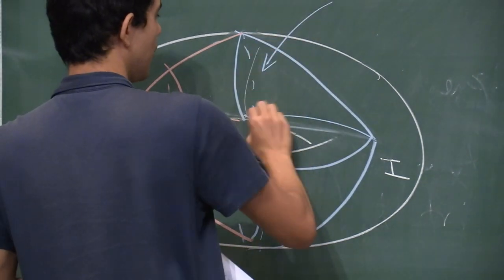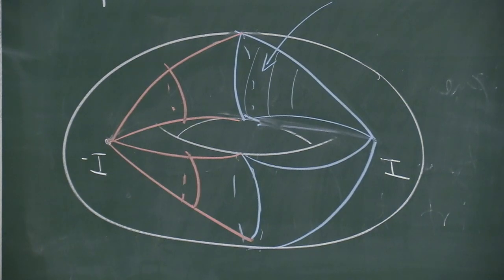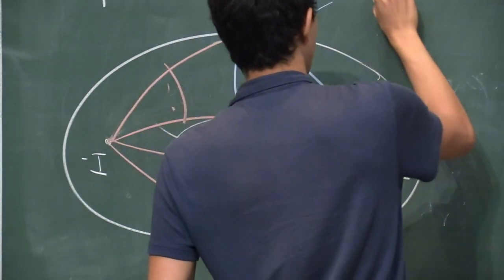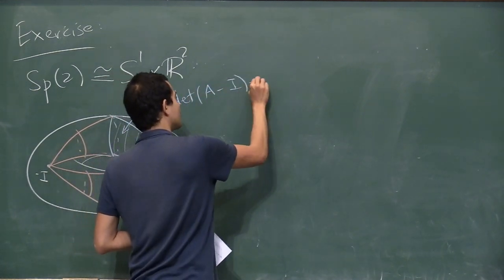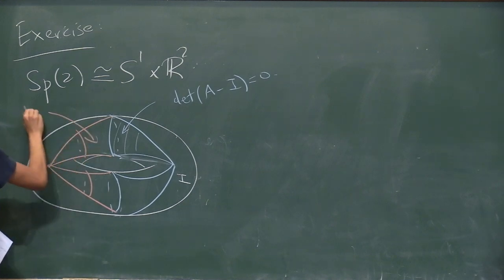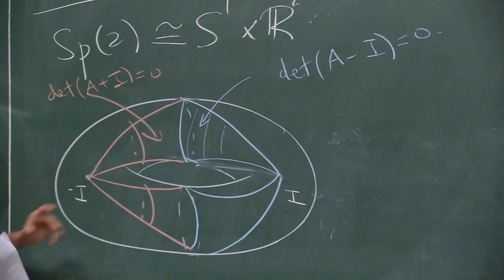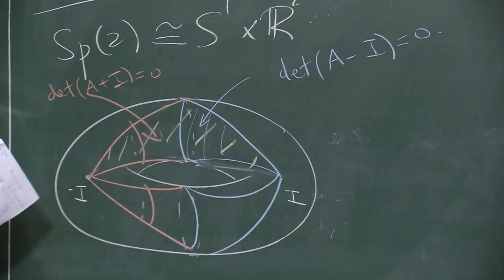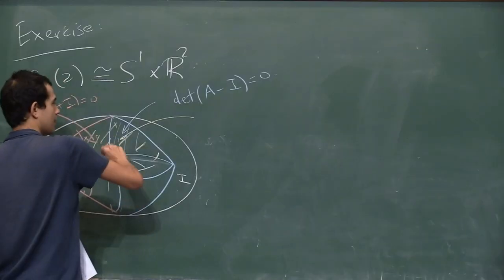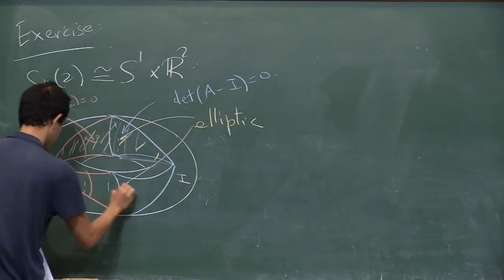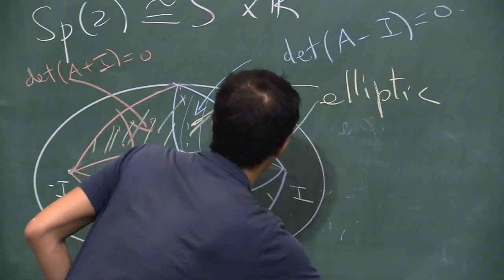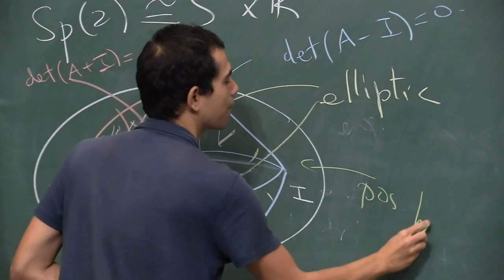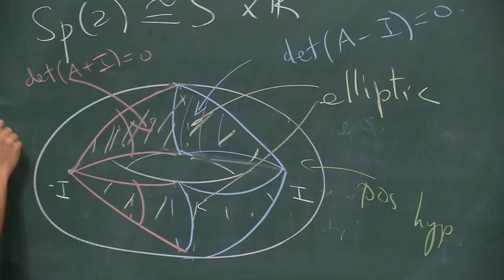The blue set is just the shell, not the interior. This shell is the set of matrices where the determinant of A minus I is equal to 0. The pink is the set where the determinant of A plus I equals 0. Notice the torus doesn't have a boundary because it's S1 times R2. If you are inside this region, kind of like a banana, then you're elliptic. If you're outside, you're hyperbolic. Here you are positive hyperbolic, and here you are negative hyperbolic.